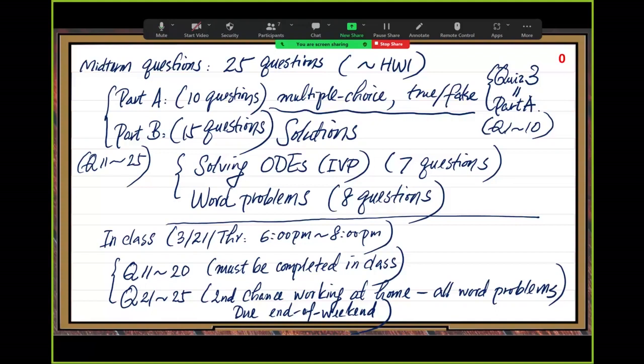For these 8 word questions, I can also do it in a similar way. We have many different types: mass spring system, electric circuit, and so on, type 1, 2, 3. We cannot cover all, so I just select 8 from them. When you prepare, you focus on those types.